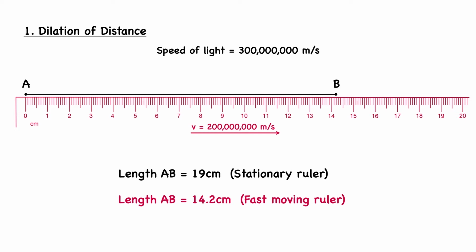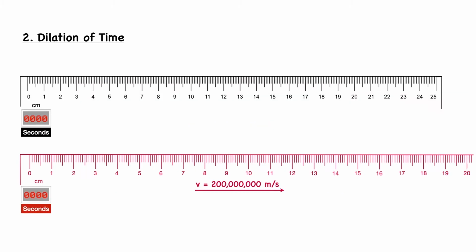Now, just when you think things couldn't get any weirder, it's time to reveal the second phenomenon, the dilation of time. To illustrate this, I've attached a stopwatch to each of our two rulers, and I'm going to start them now. I'd like you to try and watch both displays. You should be able to see that the fast-moving ruler's stopwatch is ticking slower than the stationary ruler's stopwatch.